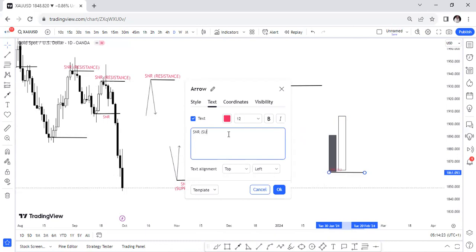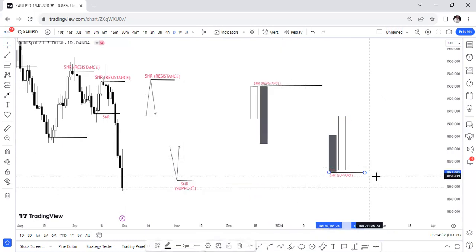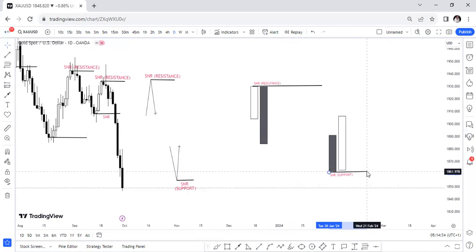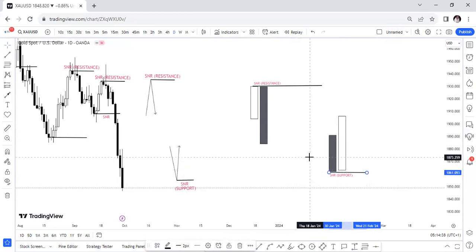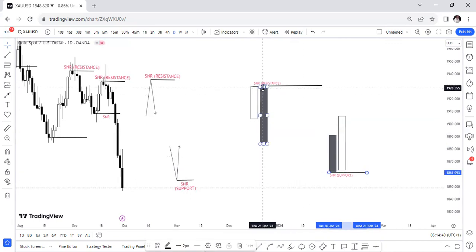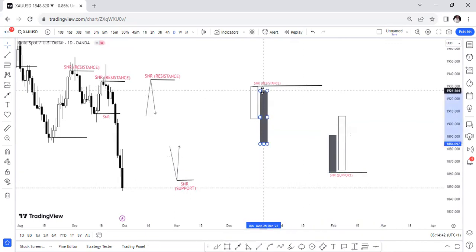SNR support. You can see the way I mark my DC now. Please take note, don't mark the wick. Ignore the wick. Just the close and the open. Even if the open comes lower like this, because sometimes the candlestick can gap down, you just have to mark this place. Not here, not here. You mark here.